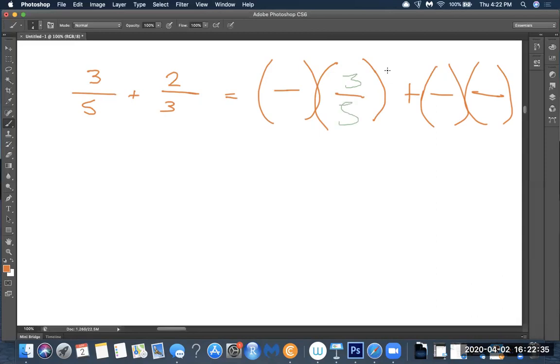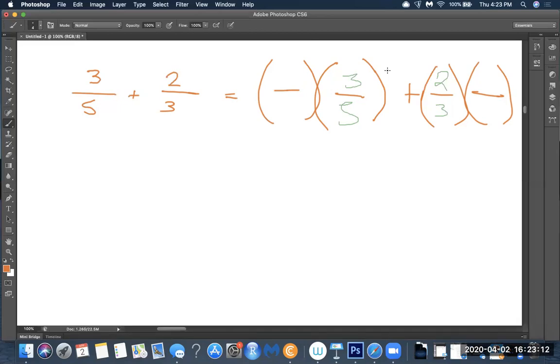Very good. Very good. Now, what should I multiply 5 and 3 with so that I can get a common denominator? And don't forget, if you don't know what a common denominator might be, multiplying them by themselves will always give you a common denominator. Meaning, you can multiply 5 with 3 and 3 with 5, and that will always give you a common denominator, no matter what.